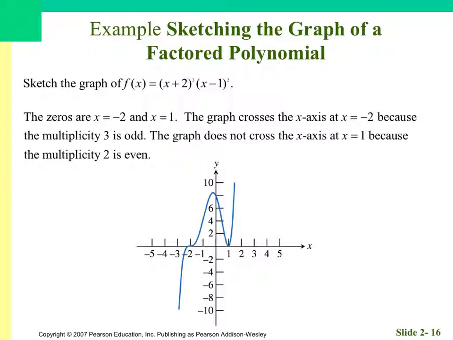It says the zeros are negative 2 and 1. The graph crosses the x-axis at negative 2 because the multiplicity is 3, an odd number. The graph does not cross the x-axis at x equals 1 because the multiplicity is 2 and it is even. So it didn't completely cross it. It goes back up. Okay?